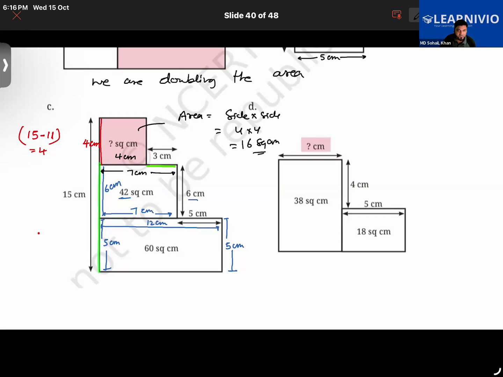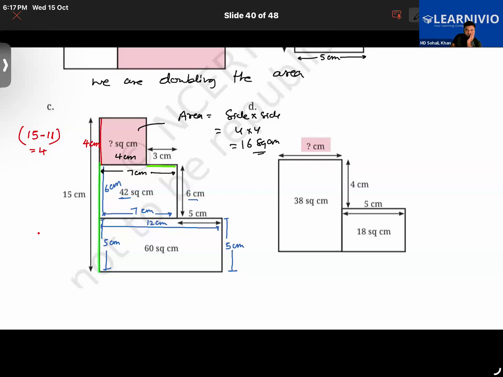You see, these questions are really interesting actually. Will you give it a try? Try to solve this one. What is missing in this? The area is given, the length is given, but the breadth is missing. I'll be giving you 1 or 2 minutes to solve it. Give it a try.